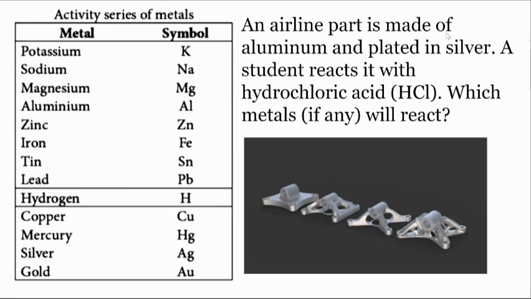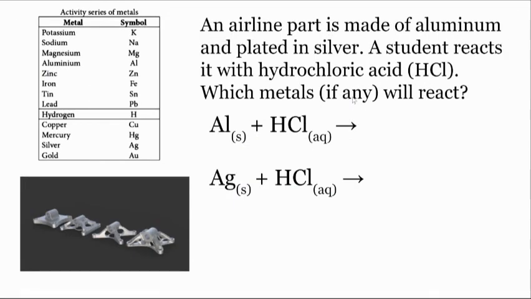An airline part is made of aluminum and plated in silver. A student reacts it with hydrochloric acid. Which metals, if any, will react? So to solve this problem, we need to use our activity series, and we can see we should be comparing aluminum with hydrochloric acid and silver with hydrochloric acid. Essentially, our job is to determine which of these reactions occur, if any, so that we can move on in the problem.